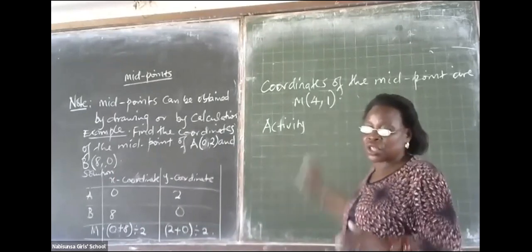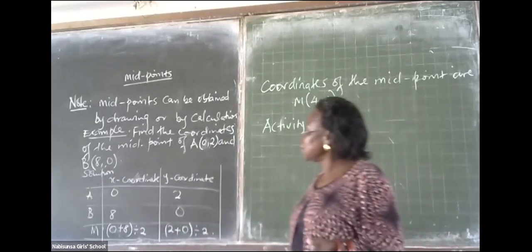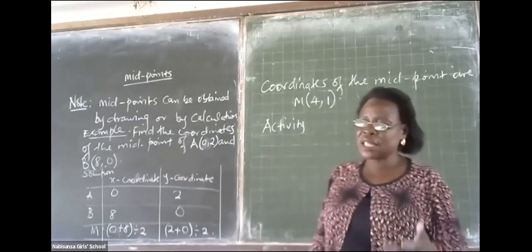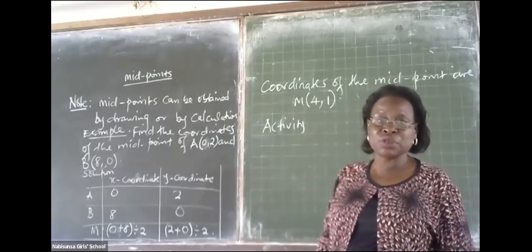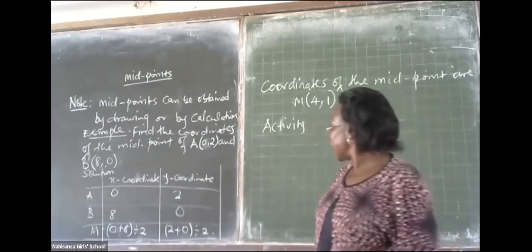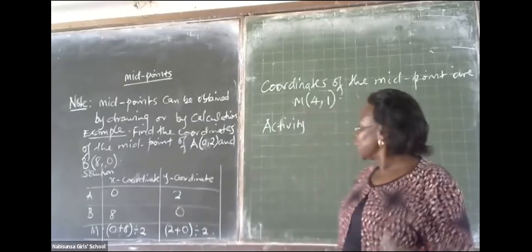Are we together? We can use the graphical method, that is drawing, but there is an alternative, if it is not a must that you draw. You can get the average of the 2.